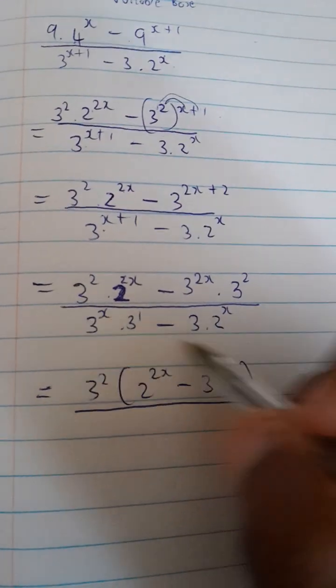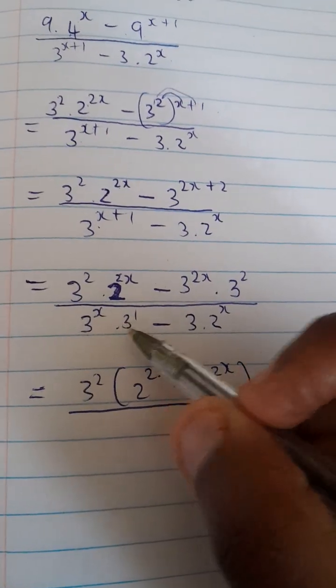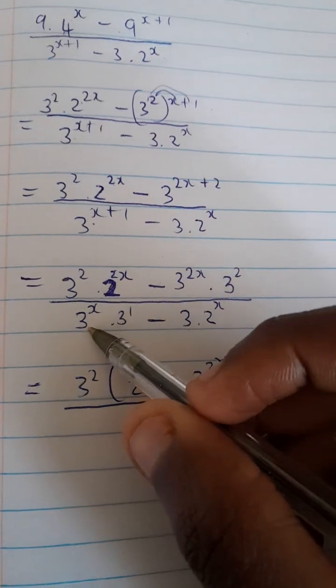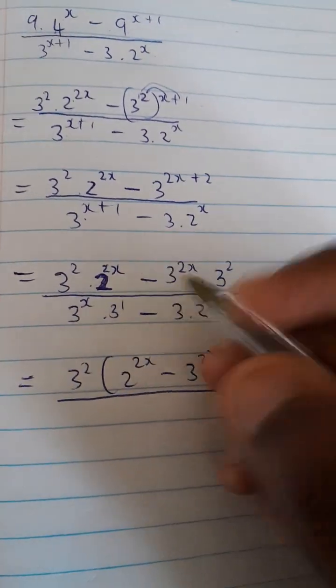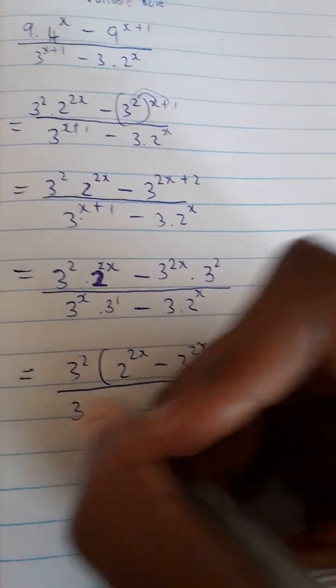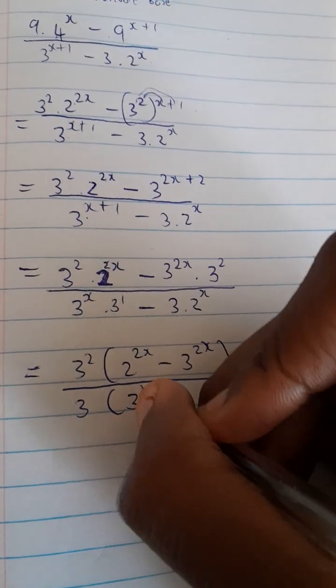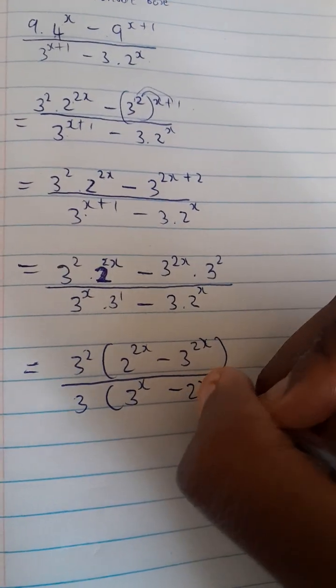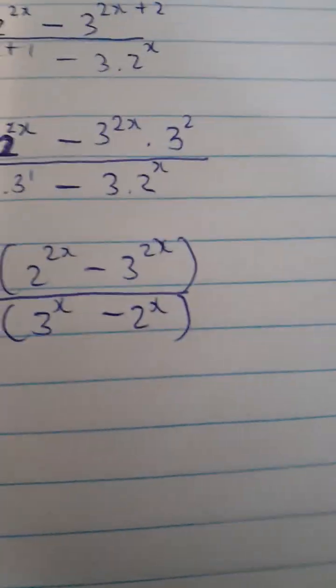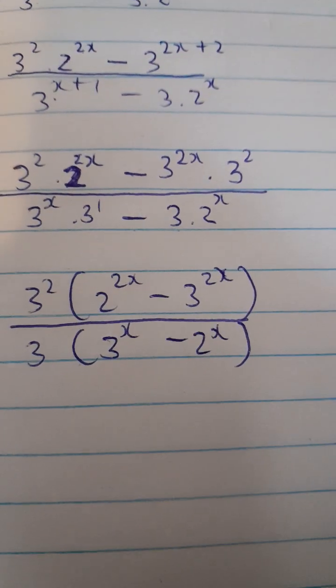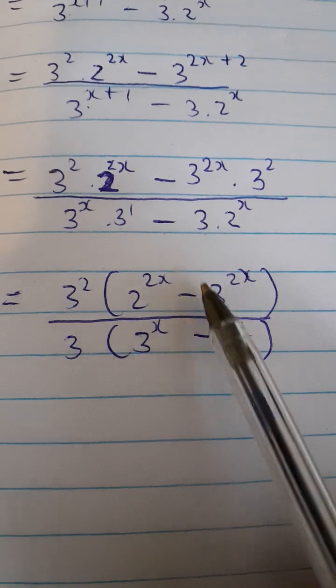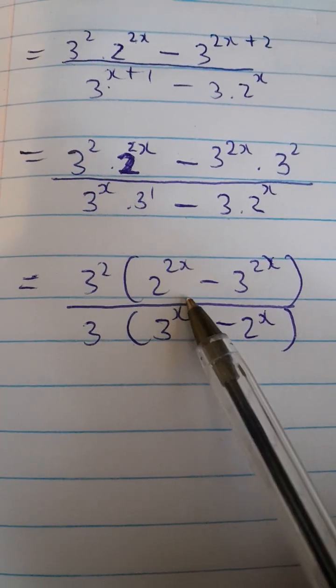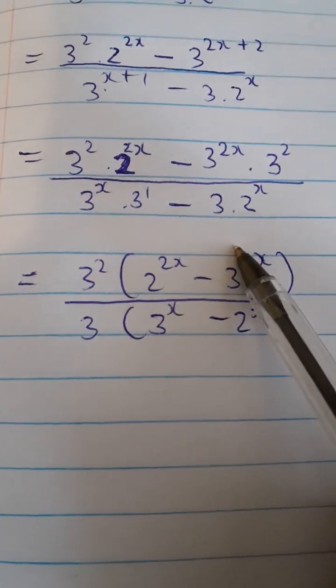Over. Look at the denominator. Once again, the common factor is 3. It's not 3 to the power x because the bases are different. So we take out 3 and then we are left with, in brackets, 3 to the power x minus 2 to the power x. Now something very interesting to note here is that if we look at what's inside the bracket, we can't really cancel what we have there.